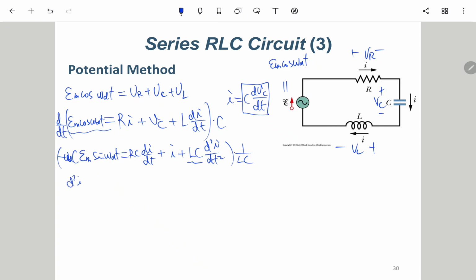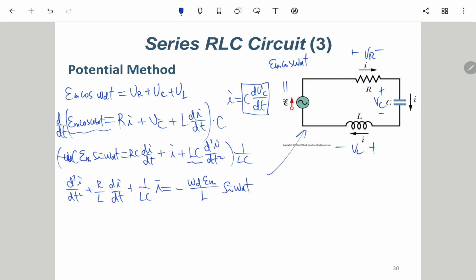So we have d2I/dt2 plus R over L times dI/dt, plus 1 over LC times I equals negative omega_d Em over L times sine of omega_d t. So this is the second order constant coefficient ODE governing this circuit.